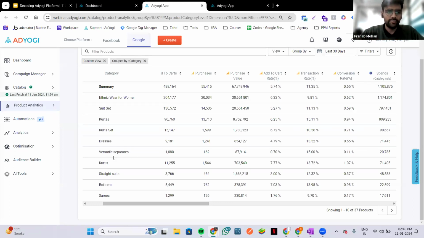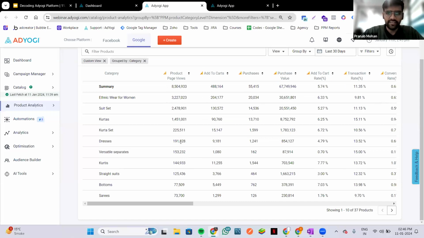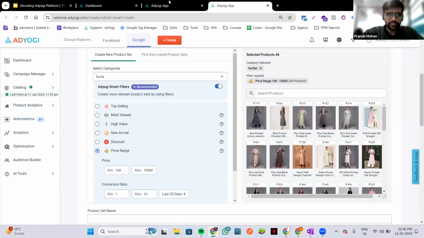So for me, kurta set seems to be a good category. I can identify my kurta sets and my kurtis, which give me a better conversion rate than my overall, but the number of views attributed to them is very low. And let's say dresses. Dresses also have a very low visibility in terms of my overall performance. So again, I can go to my smart ad section.